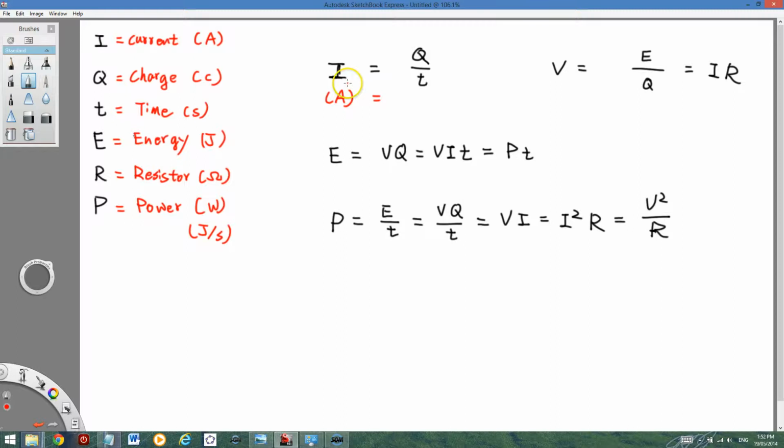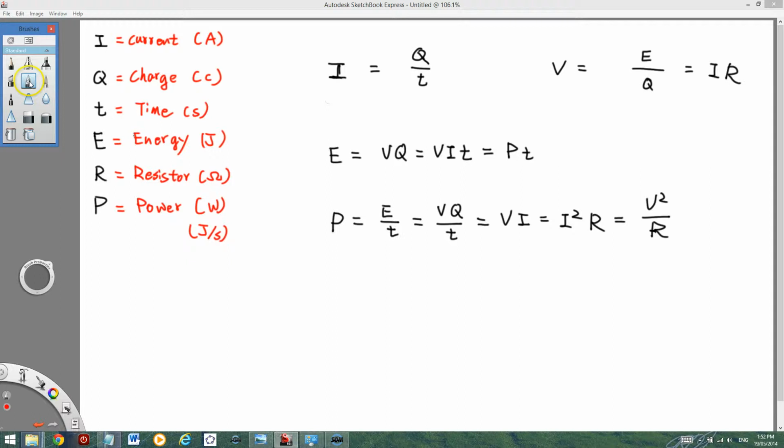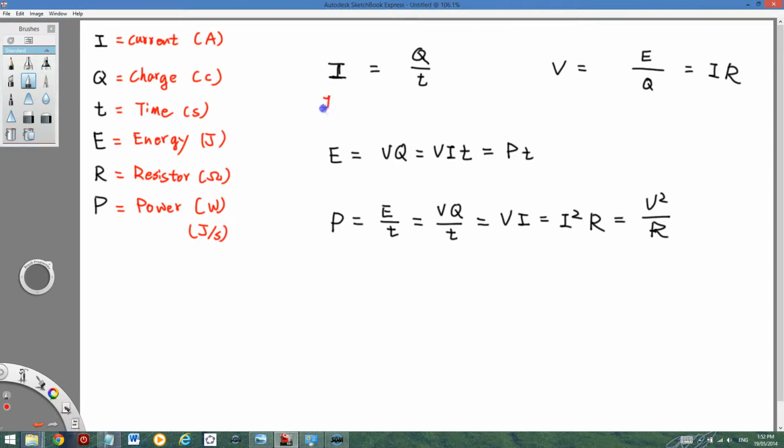Now, look at this equation. Let me put down some numerical values so it makes sense. 1 amp of current means 1 coulomb of charge per second.